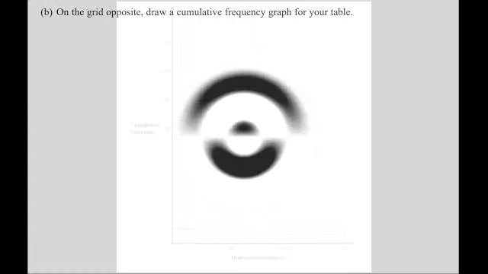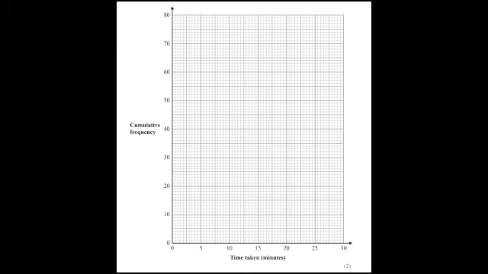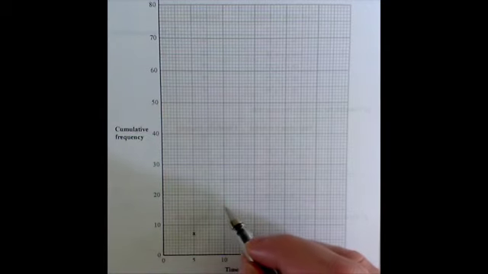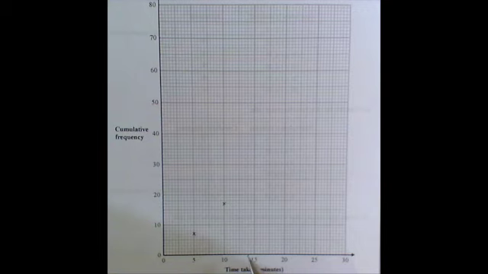Okay, and now they're asking us to plot these points on the graph. Well, we've got the coordinates really, haven't we? We know that when the time is 5, there's 7 journeys. So let's go from 5 up 7, put a little cross. Okay, 10 I think is 17 minutes. That's why we did the cumulative frequency. Along 15 and up 29.